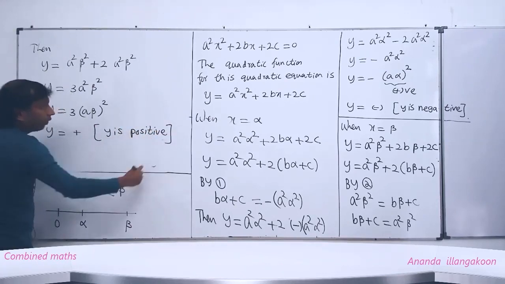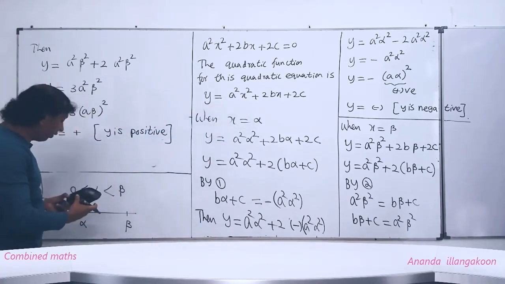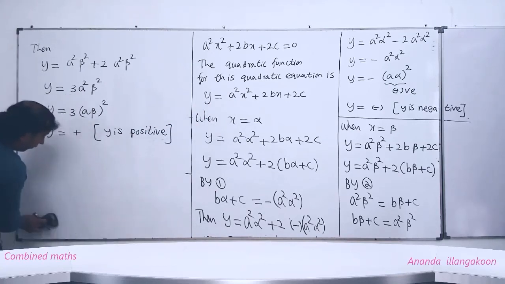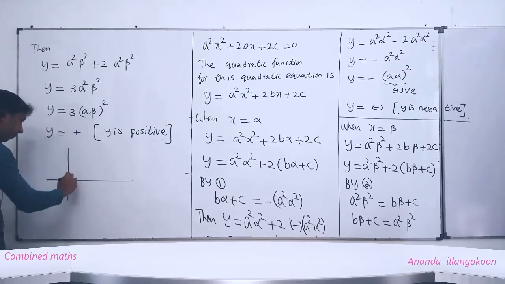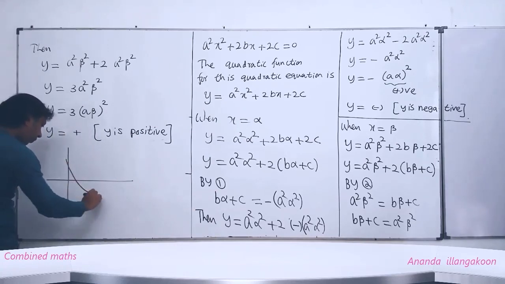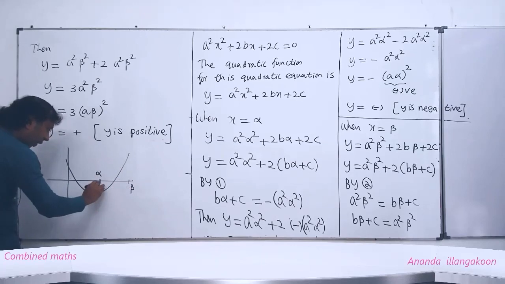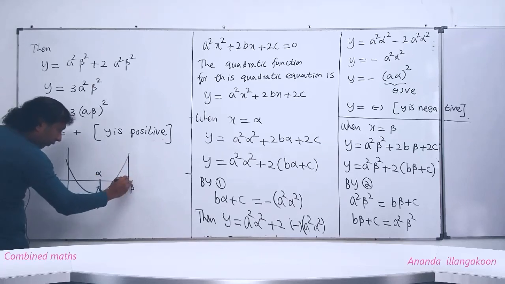Right. Now we know, people, this graph is a minimum graph. Now I can draw a rough sketch of this. Graph is a minimum graph, right? Somewhere here we have alpha. Somewhere here we have beta. At alpha, this is negative. We proved that. At beta, this is positive. We proved that.